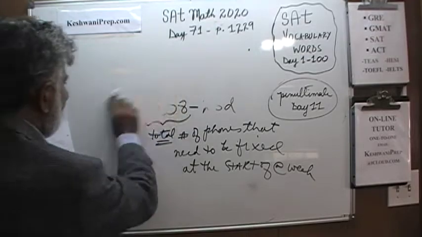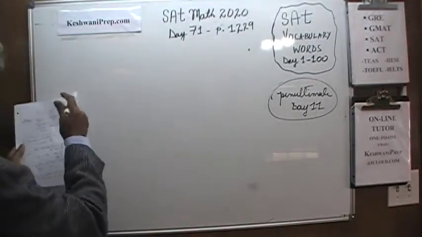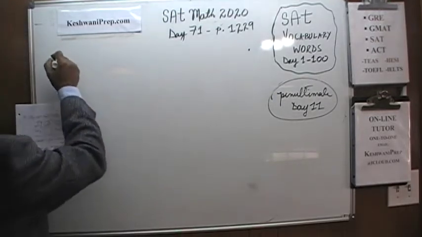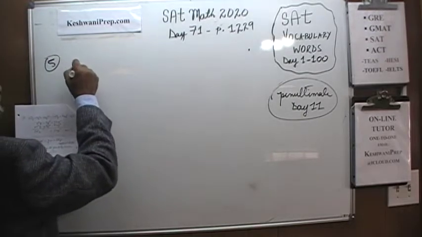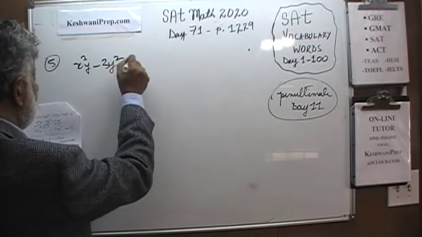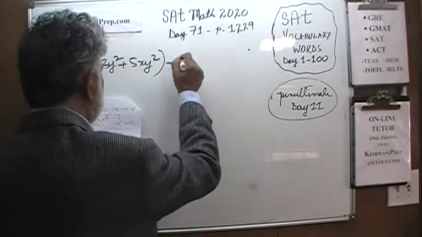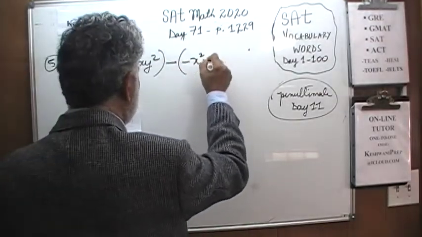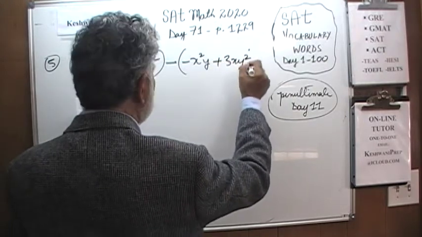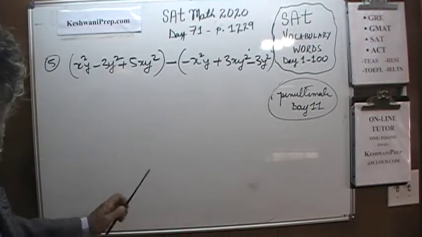Number 5. In number 5 we are told x squared minus x squared y minus 3y squared plus 5x squared, 5xy squared minus x squared y plus 3xy squared minus 3y squared. We just have to combine all the like terms and find out what the answer is.